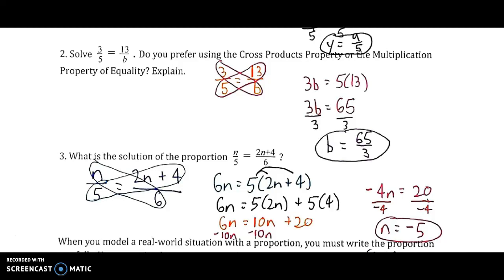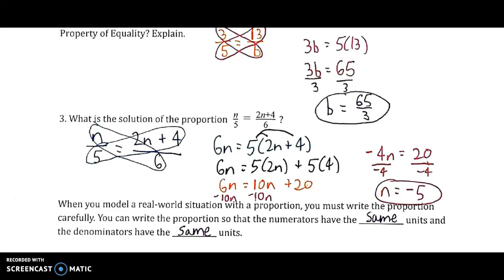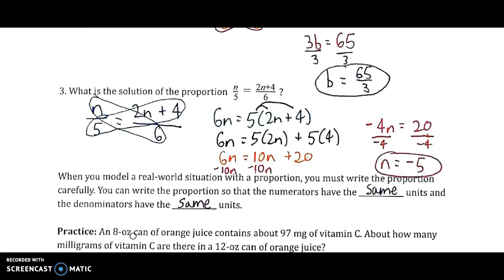So next, if we're trying to model our real world situations, we have to also make sure to write the proportion carefully. Easiest way to make sure our proportion is written correctly is that the numerators have the same units and the denominators also have the same units. They don't have to be the same from top to bottom, but they should be the same going across your question. So if I'm trying to set this next one up, an 8-ounce can of orange juice contains about 97 milligrams of vitamin C. About how many milligrams of vitamin C are we going to find in a 12-ounce can instead of an 8-ounce can?